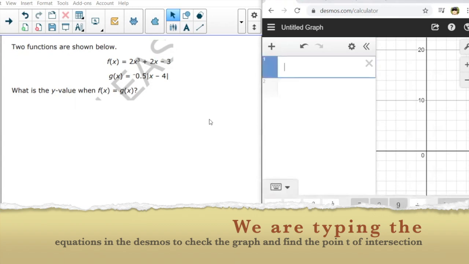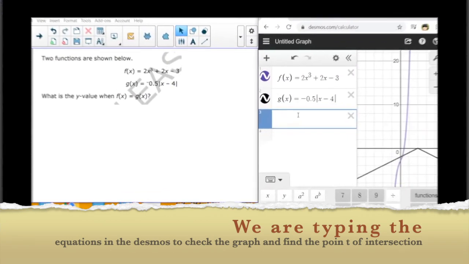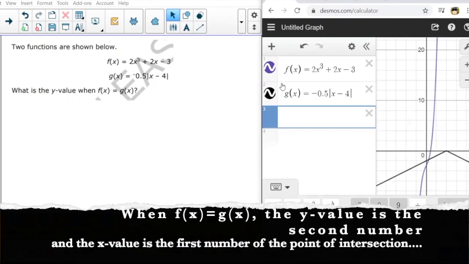So in the example, we have f of x equals 2x cubed plus 2x minus 3, and the other is g of x equals negative 0.5, then absolute value is right here, x minus 4. So these are now the two functions that we are going to compare, and let us see on their graph which part of the graph the y values of f of x and g of x are equal.